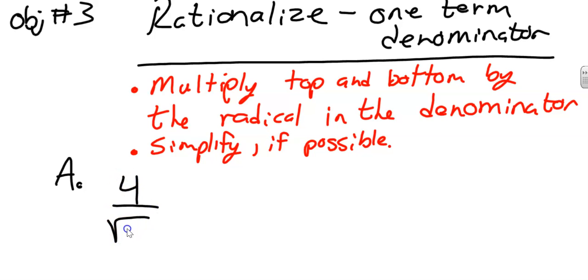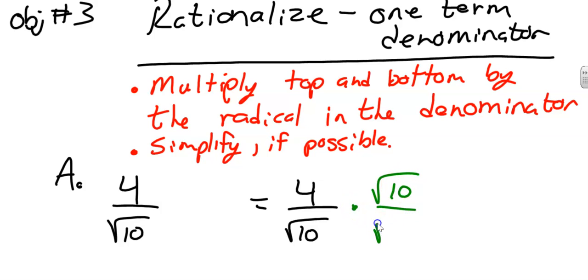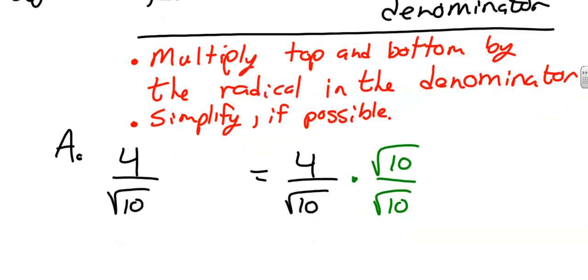Okay, so for the first example, we're going to do 4 over the square root of 10. So if that's the problem you have, all you're going to do, if it's a one-term denominator, is just multiply both parts by whatever that denominator is. So if it's square root of 10 at the bottom, multiply both parts by square root of 10.